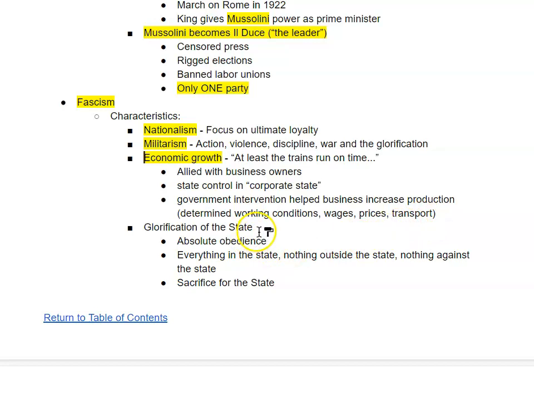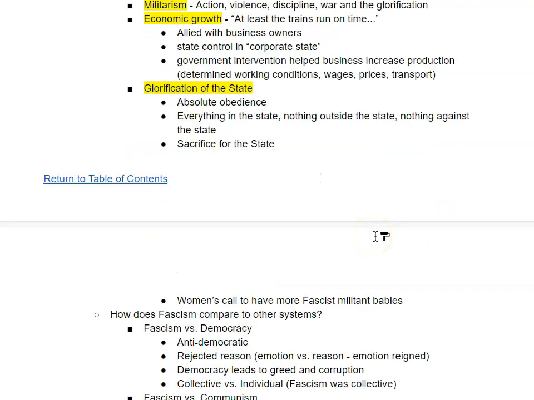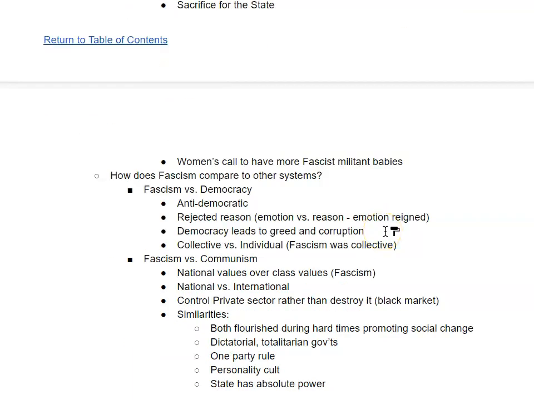Another characteristic of fascism is the ultimate glorification of the state. The government, the state, the leader require one's absolute obedience. Everything is in the state. There is nothing outside of the state, and certainly nothing against the state. People are asked to sacrifice for the state. They would take John F. Kennedy's imperative to ask not what your country can do for you, but what you can do for your country, to this ultimate extreme of don't ask for anything, ask how much more you can sacrifice for your country, and demanding that sacrifice.